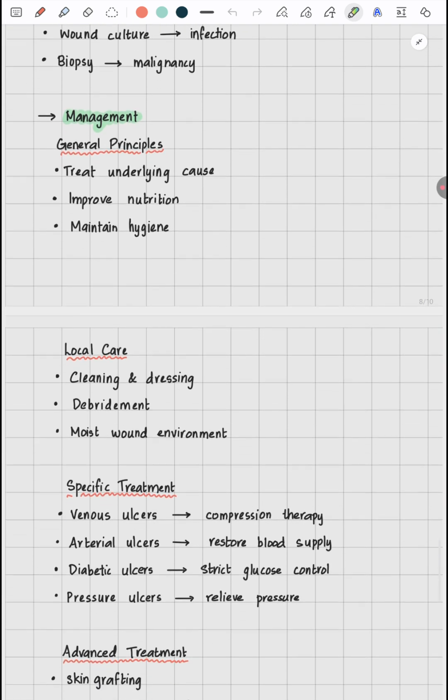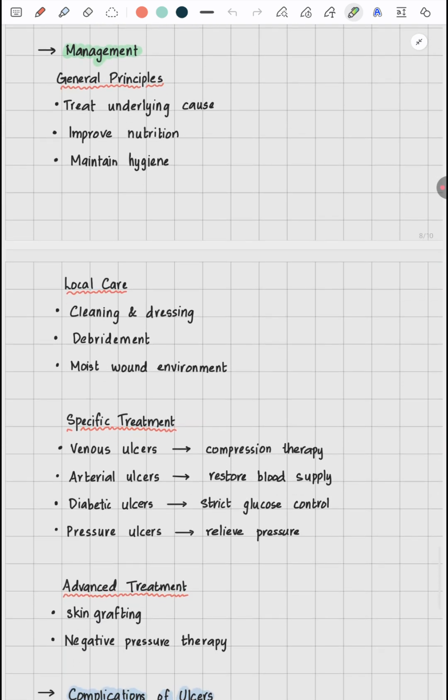Management of ulcers is more complex than wounds because you must treat both the ulcer and its underlying cause. General measures include improving nutrition and controlling systemic diseases. Local care involves cleaning, dressing, and debridement. Specific treatments depend on the type of ulcer.